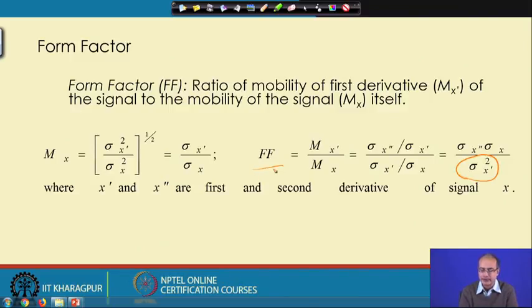One of the other things we need to compute: when we get the QRS complex, if this is the first peak R1 and this is the second peak R2, this interval is called the RR interval. These are the two things we are asked to compute in this case.